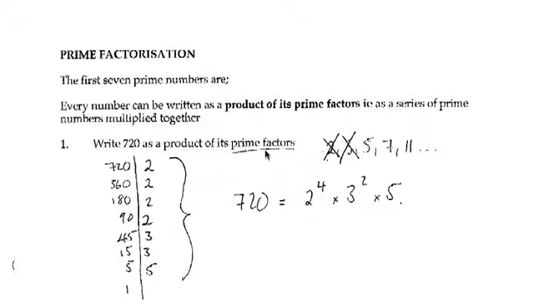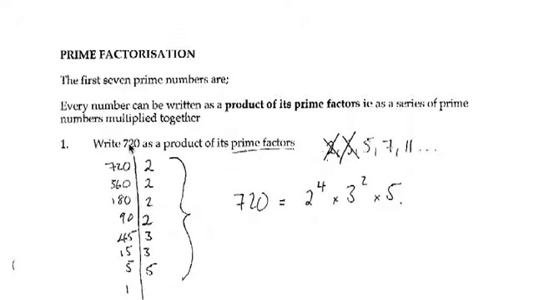Prime factorisation means to write a number out as the product of all the prime numbers that it breaks into. So the first thing we need to know here is obviously what the prime numbers are. Remember, the prime numbers are numbers that don't divide by anything apart from themselves and 1. So 2, 3, 5, 7, 11 and so on. You won't very often need to go beyond that in these questions.